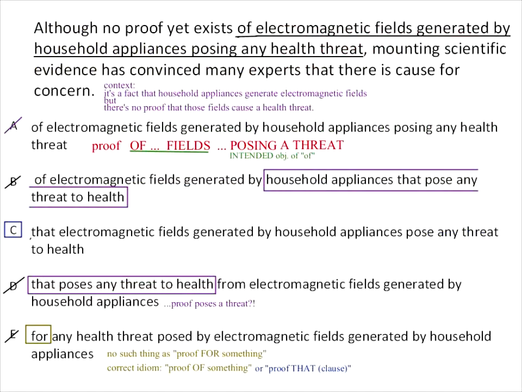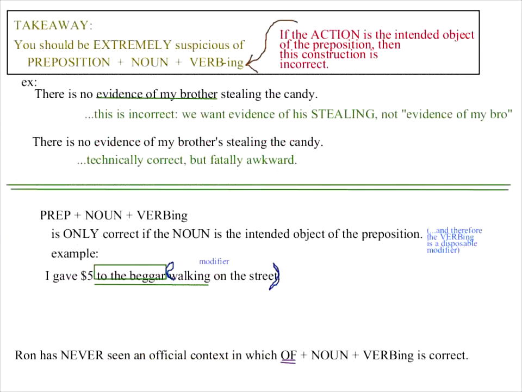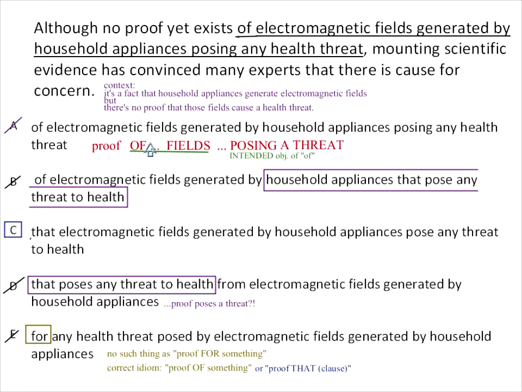The question is, how do you fix A? You would fix A by basically converting it into C. That's pretty much the only way to do it, because you can't make minor fixes to A. The only minor fix you could make would be something like this, and as we've said, that fix is still fatally awkward. So the only way to fix "of fields posing" is to change it to "proof that fields pose a threat," which is exactly what choice C does. So really the only reasonable way to fix A in this problem is to turn it into C. Okay, I hope that answers your question.